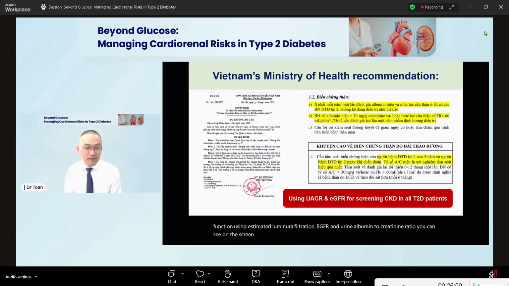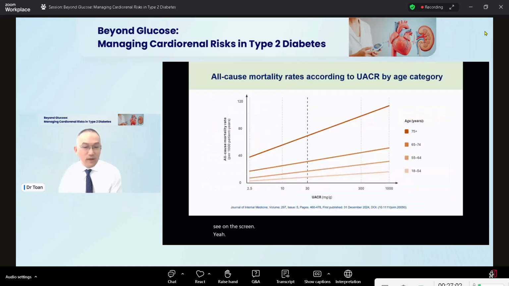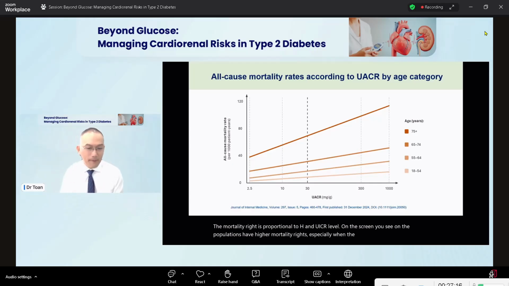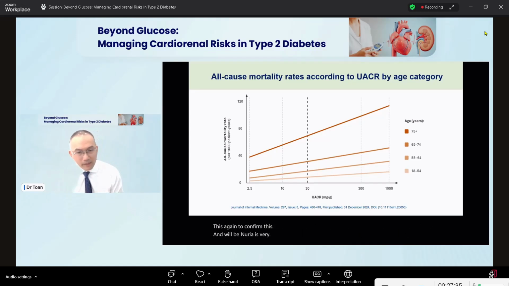The mortality rate is proportional to age and UACR level. On the screen, you see the populations have higher mortality rates, especially when the UACR levels are elevated. This means that risk of mortality depends not only on eGFR levels, but also on UACR levels. This again confirms that albuminuria is very big information for our practitioners.